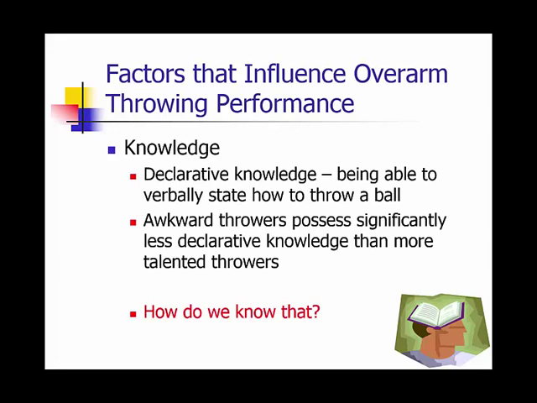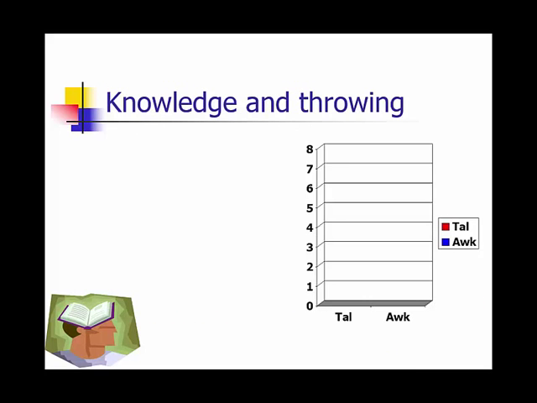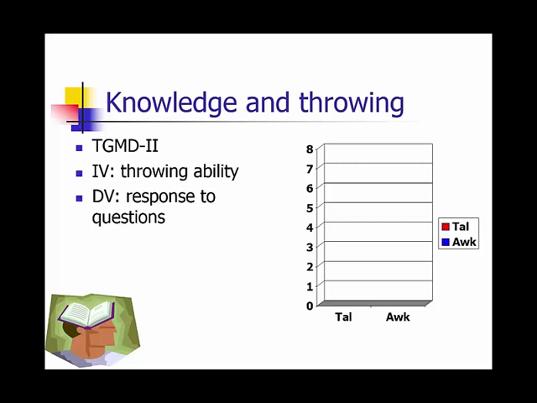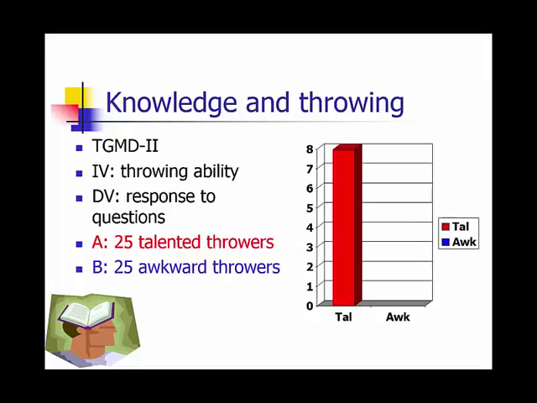Another factor that's been examined is the concept of declarative knowledge, which is loosely defined as whether learners can verbally state how to perform a skill. Not so much be able to actually do the skill, but do they have the knowledge on how to do the skill. So declarative knowledge appears to be an important factor affecting the throwing performance of young children. And we'll look at a couple of studies that have led to that kind of statement. Let me pull this one up and I'll walk you through it.